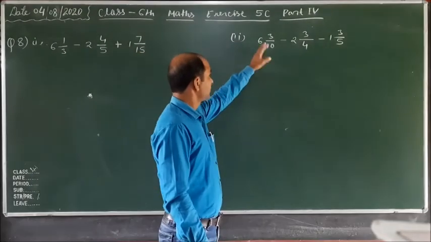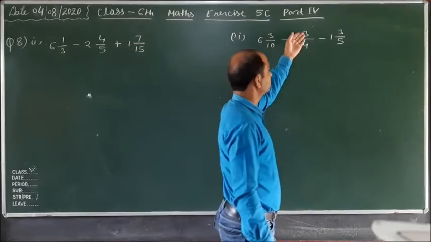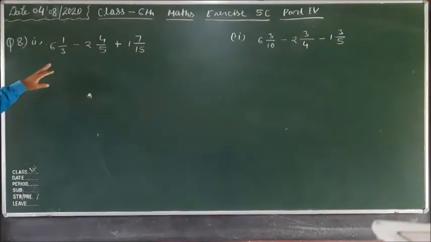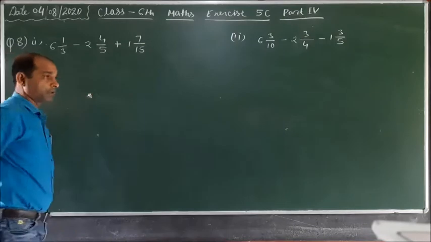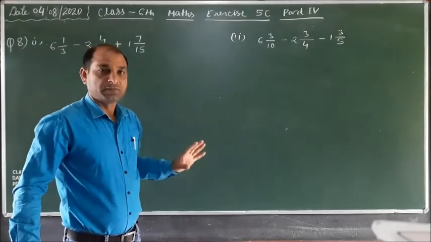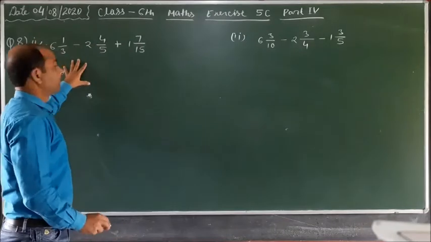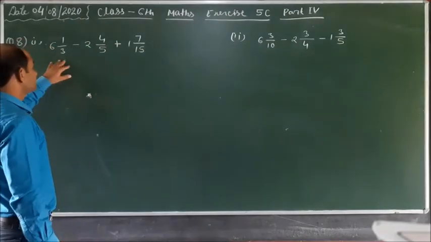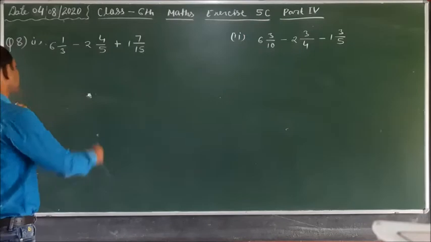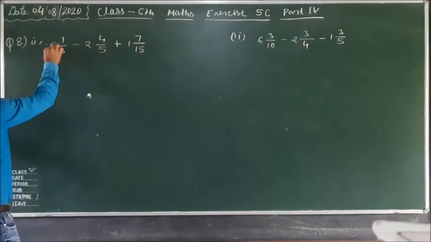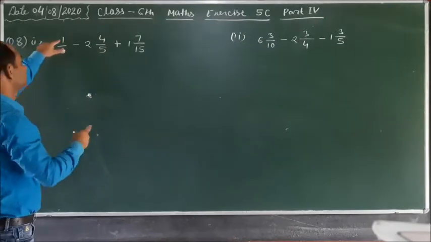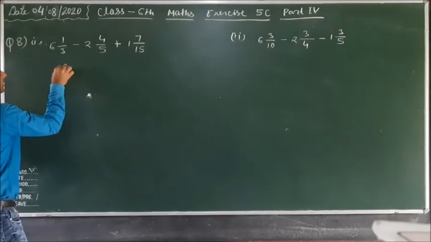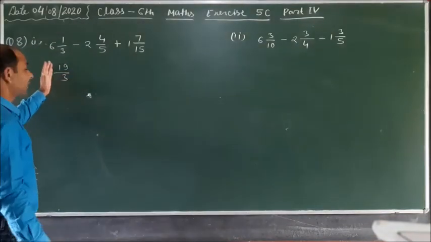So the second question is 6 and 3 upon 10 minus 2 and 3 upon 4 minus 1 and 3 upon 5. Now, for the first question, it is written here in mixed fractions. First we change the mixed fractions into improper fractions. How do we change into an improper fraction? First we multiply 3 multiplied by 6, then plus the numerator. So 6 3s are 18, 18 plus 1, 19 upon 3. This is your improper fraction.